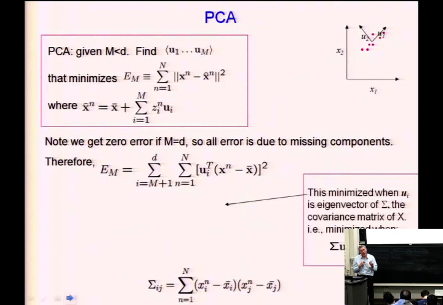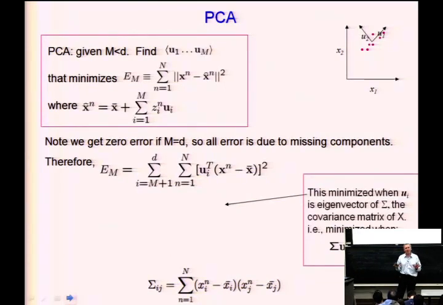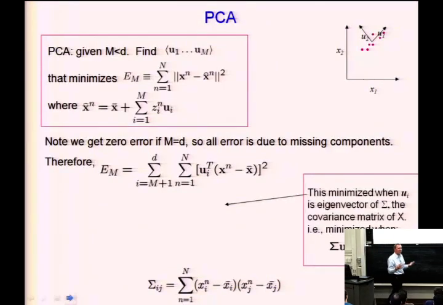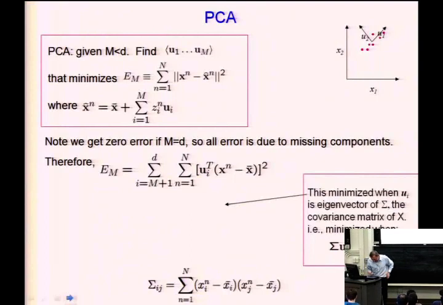I want to go through the details of this. I'm going to go through them kind of quickly, and I urge you to read the Bishop reading and tutorial article that I'll put up too. But this is very nice and very foundational stuff. If you understand this, it's kind of the basis for a lot of work on linear dimensionality reduction methods. So let's go through it.